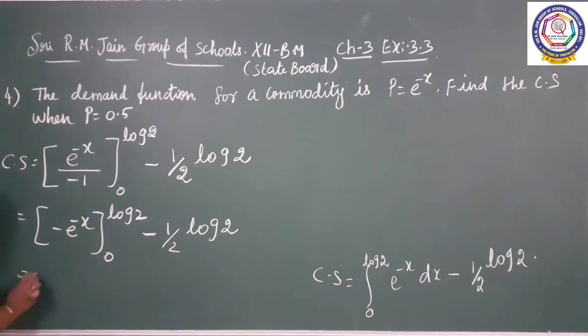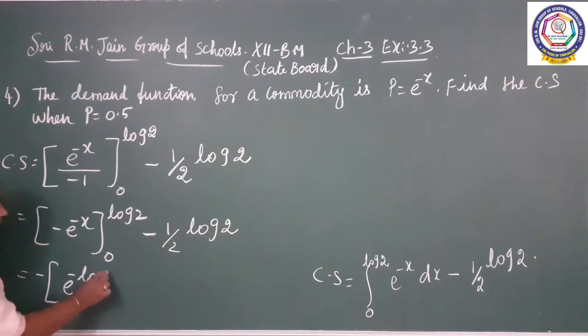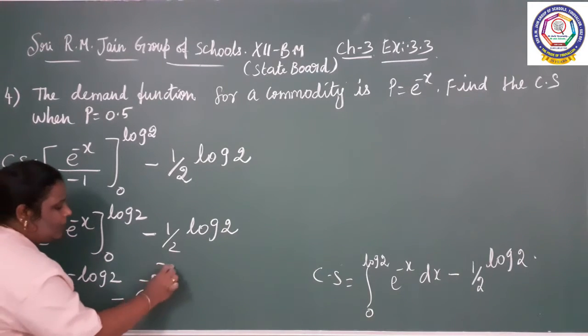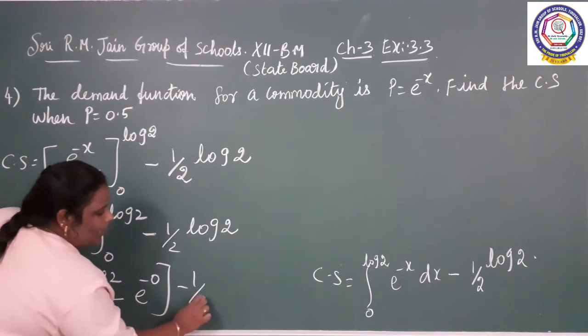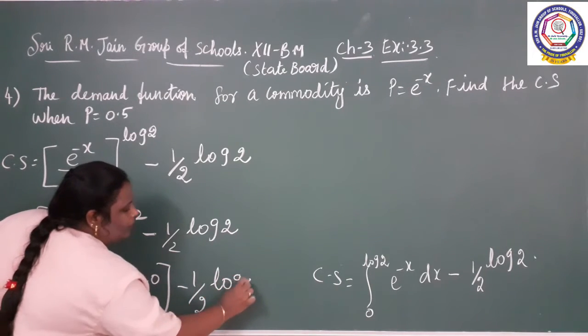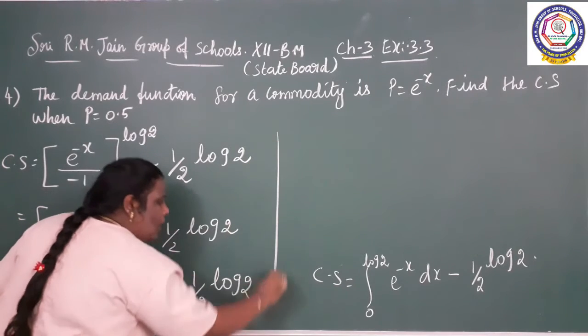So the minus you can take out, and substitute upper limit minus lower limit. What is the upper limit? E power minus log 2, minus the lower limit, e power minus 0, minus 1 by 2 log 2.